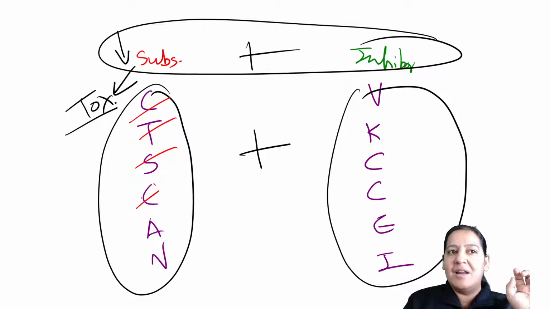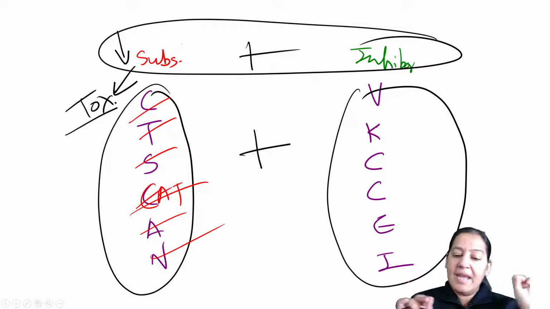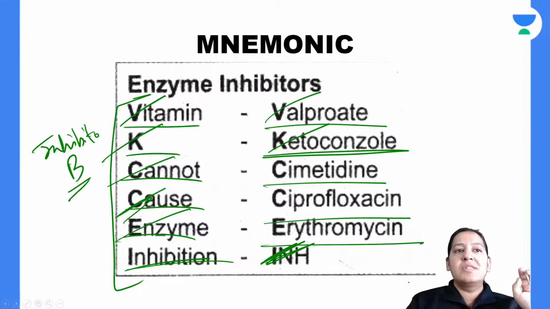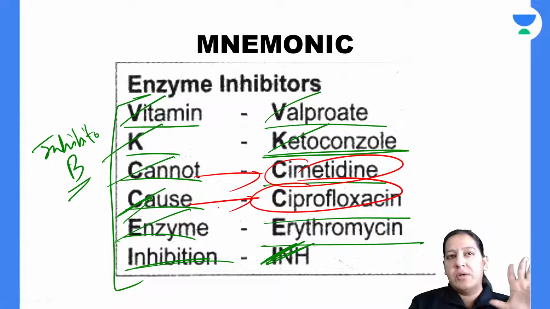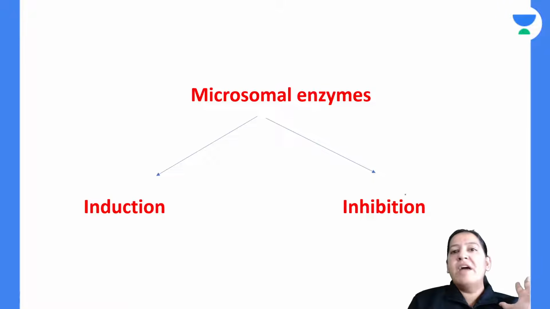CT scan. The other C is CAT. There is another mnemonic inside this. So please say the full form again and again. Here there are two C, right? Cimetidine and ciprofloxacin. Cimetidine and ciprofloxacin, right? Okay. So we have seen the inhibition.